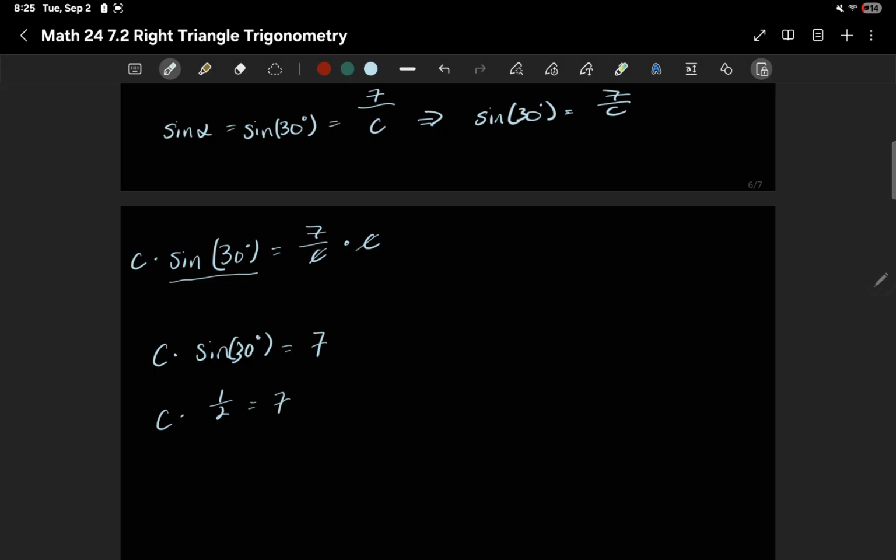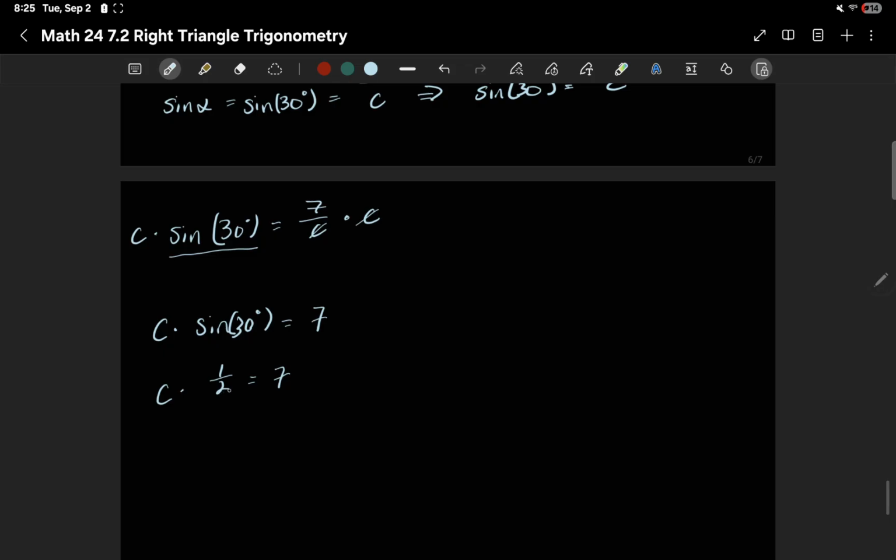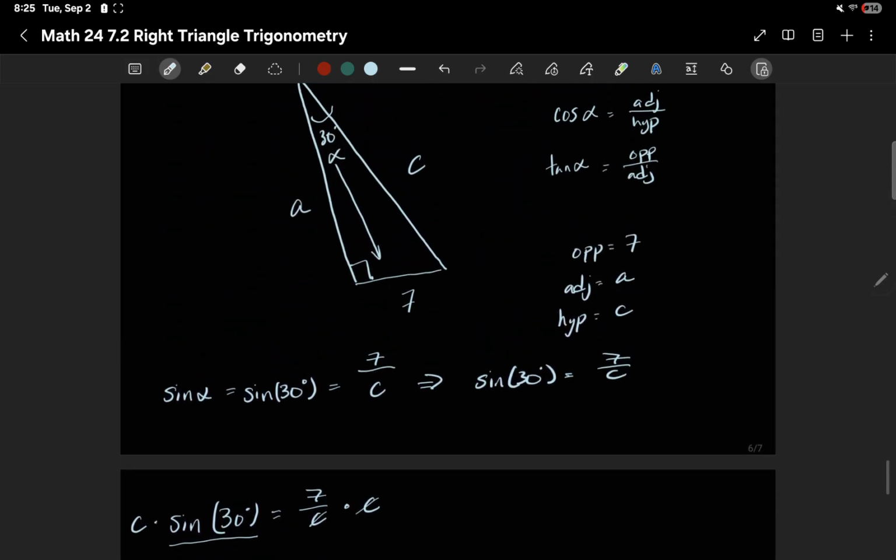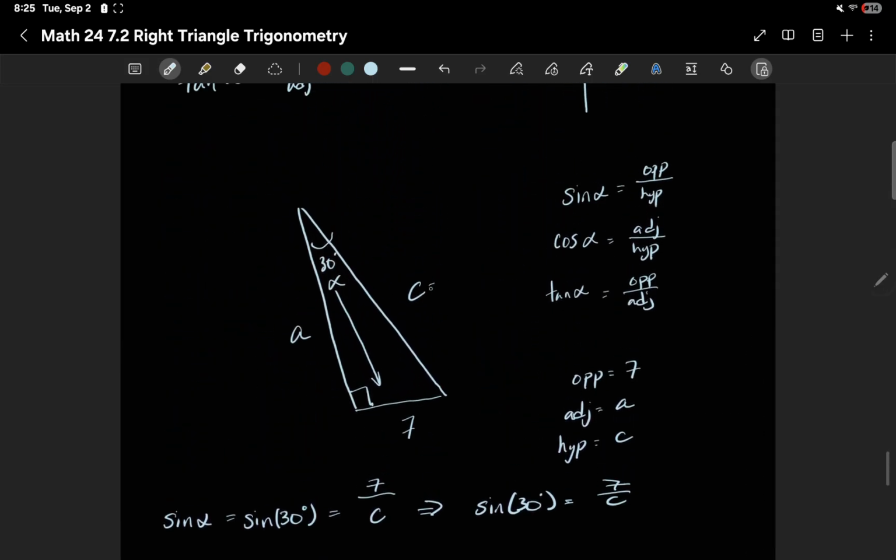So we have C times 1/2 is equal to 7. And now to get rid of that 1/2, what I'm going to do is multiply by the reciprocal, 2/1. If I multiply the left side by 2/1, I have to multiply the right side by 2/1. So the 2's cancel, and we end up with C is equal to 7/1 times 2/1, which is 14/1, which simplifies to 14. So that tells us that this side of the triangle, our hypotenuse, is equal to 14.